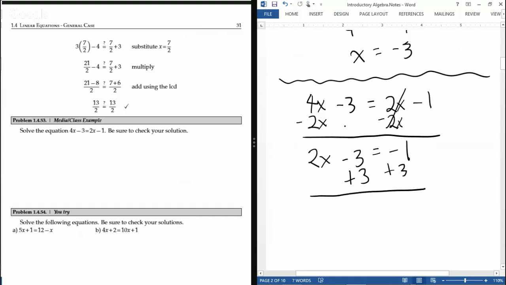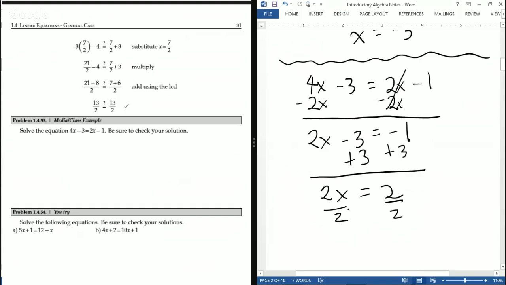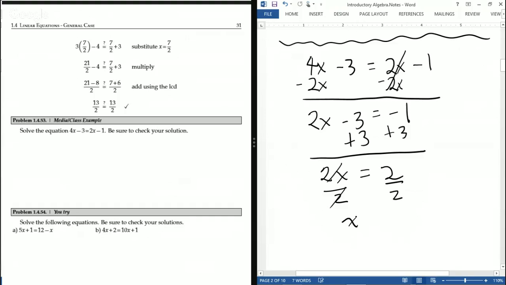Notice that I could have added 3 in the first place and then subtracted 2x. It does not matter the order in which you proceed, as long as you end up with an equivalent equation here. Now, negative 1 plus 3 is just 2. And now 2 times what number will give me 2? Turns out if you divide, actually show mathematically, x is equal to just 1.